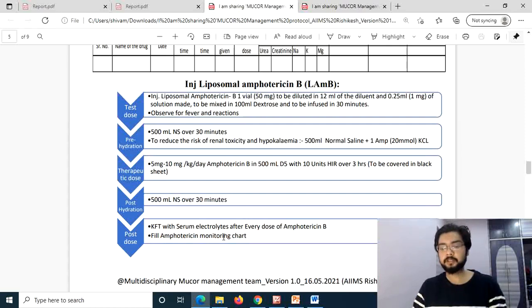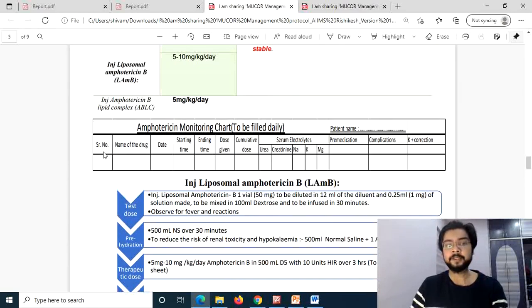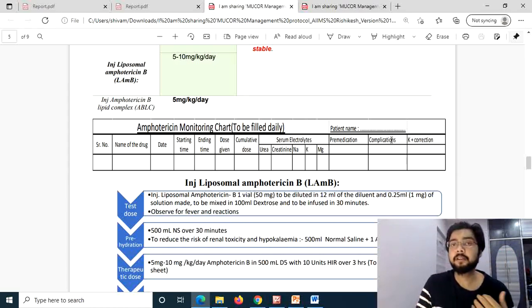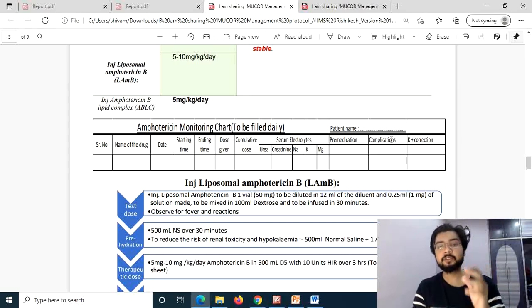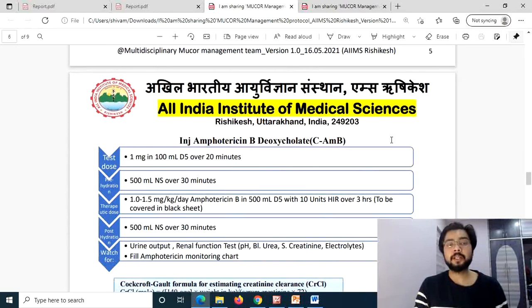Fill the amphotericin B monitoring chart. Very, very important, right? It contains serial number, name of the drug, date, starting time, ending time, dose given, cumulative dose, urea, creatinine, sodium, potassium, magnesium, pre-medication, complications, and potassium correction. So this is the monitoring chart. They can give you an MCQ asking what you will monitor for giving amphotericin B. After every dose you will check urea, creatinine, sodium, potassium, magnesium, and you will correct the potassium.